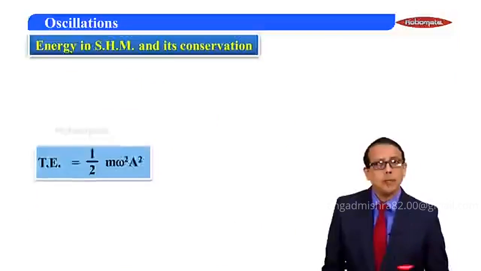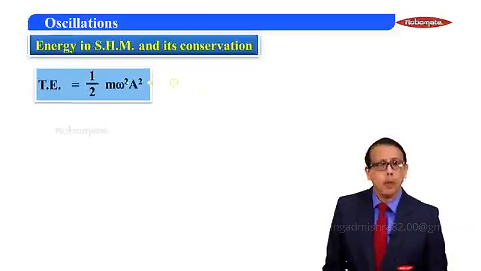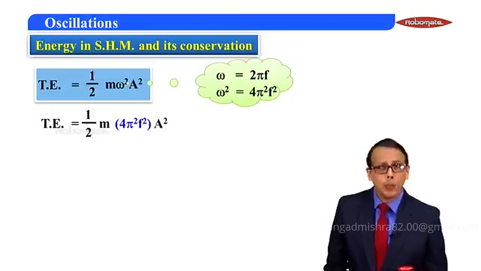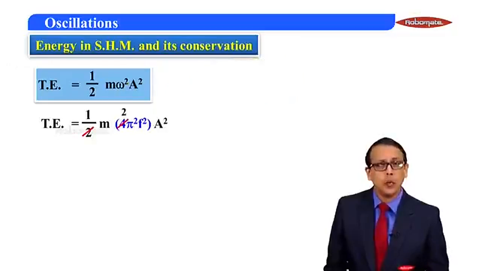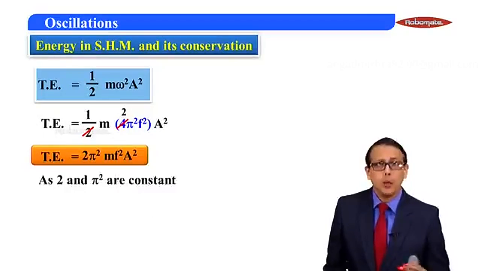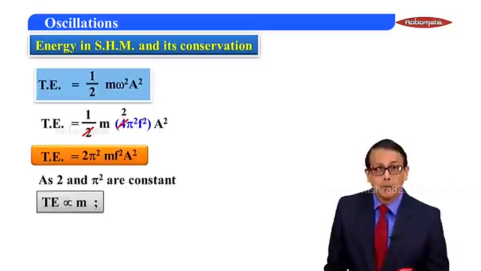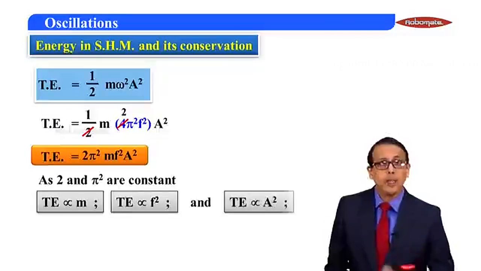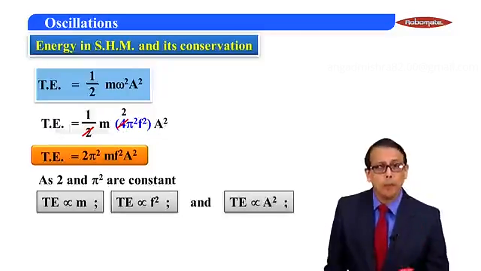Now, let's move ahead. As we know, omega is 2 pi f, omega square becomes 4 pi square f square, and students, total energy can also be written as half m 4 pi square f square into a square. Let's cancel 2 and 4, and total energy can also be written as 2 pi square m f square a square. As 2 and pi square are constant, therefore I can conclude total energy is directly proportional to mass of the oscillator. It is also directly proportional to square of frequency, and it is also directly proportional to square of amplitude.